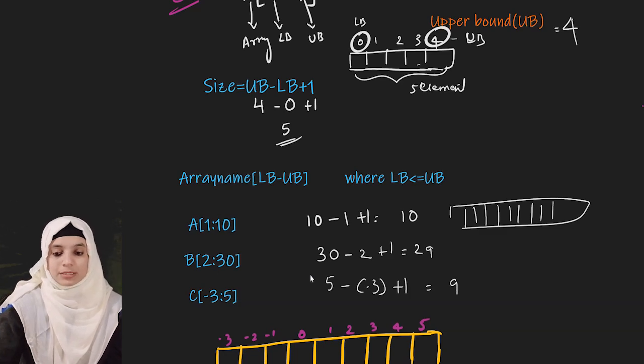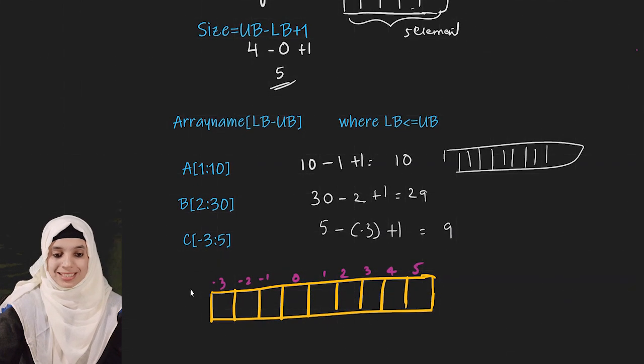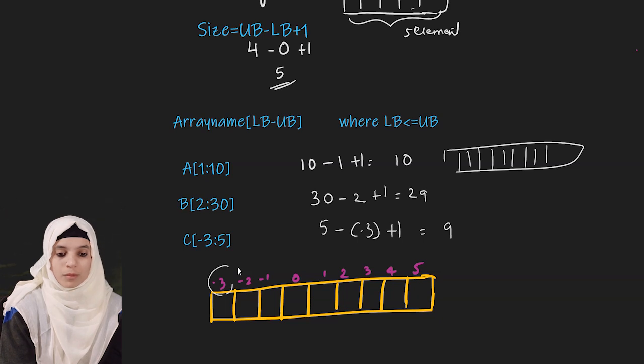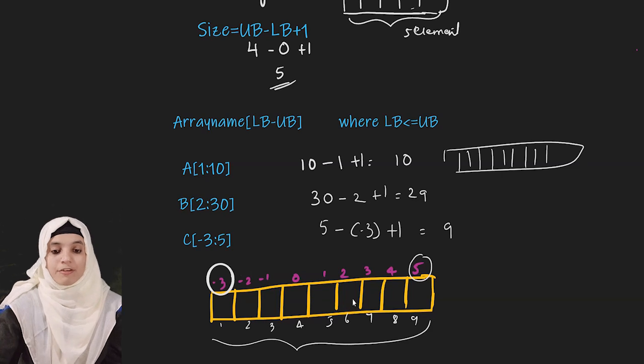In this diagrammatic representation, see, it starts from minus 3 and ends at 5. So this is our lower bound and this is our upper bound. Let's see, 1, 2, 3, 4, 5, 6, 7, 8, 9. Do we have 9 elements here? 5 minus of minus 3 plus 1 makes 9 here.